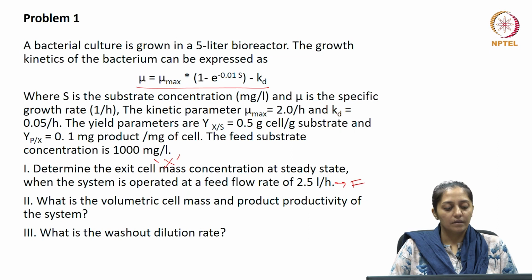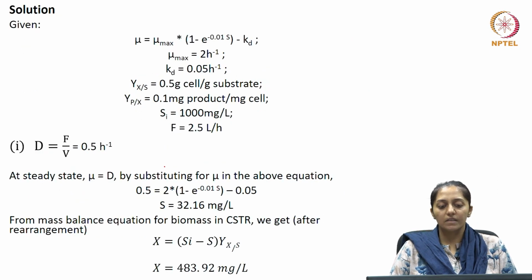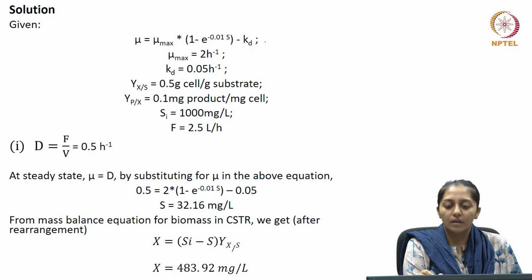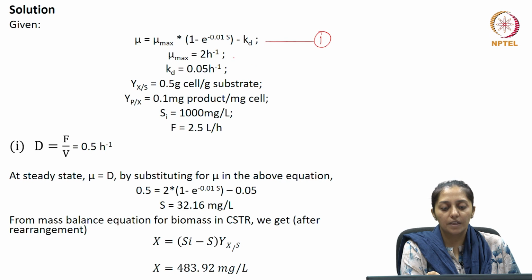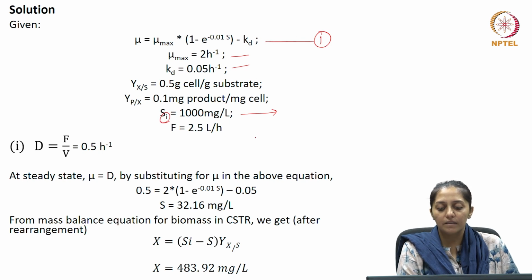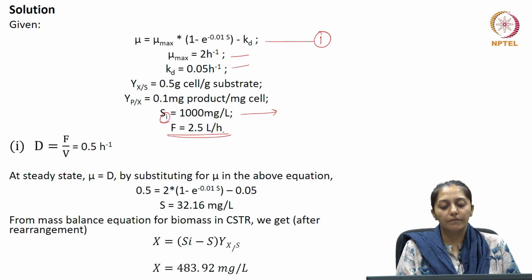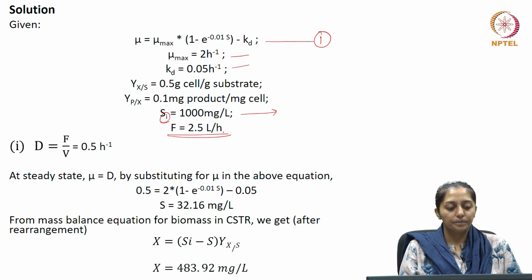So let's first list down whatever is given to us. Here is the equation for growth, the specific growth rate model. The constants of these models are given, yield coefficients are given. The S0 value, Si, which stands for the inlet feed substrate concentration, is 1000 mg per liter, and the volumetric flow rate is 2.5 liter per hour. So all this information is what is given in the problem.